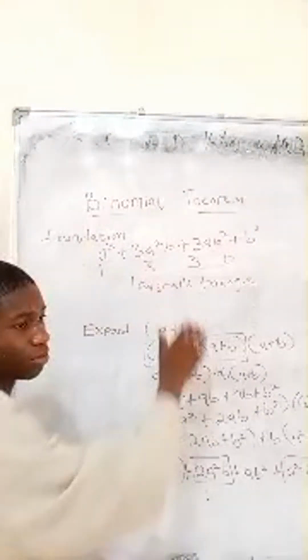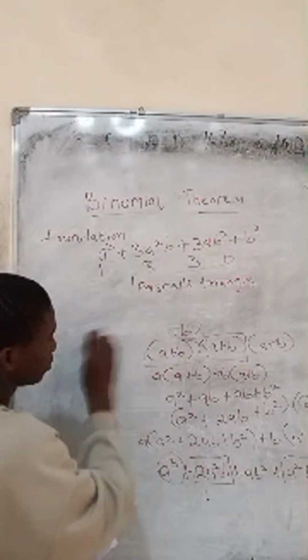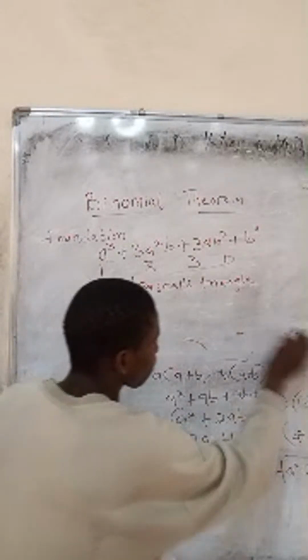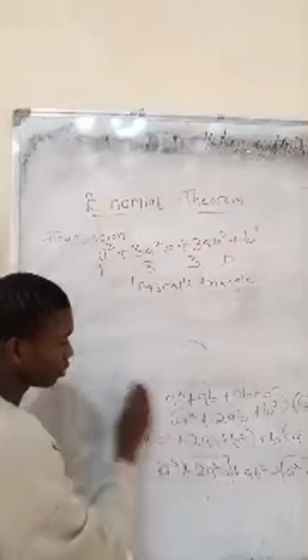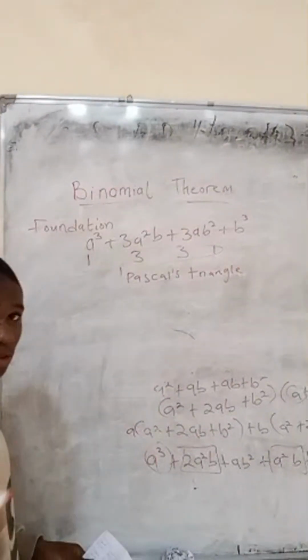So that's where most of these coefficients come from. Let me just illustrate a little of the Pascal's triangle so that you understand what I'm saying. I hope you follow me. Now, let me illustrate this Pascal triangle for you. Let's have something of this sort.